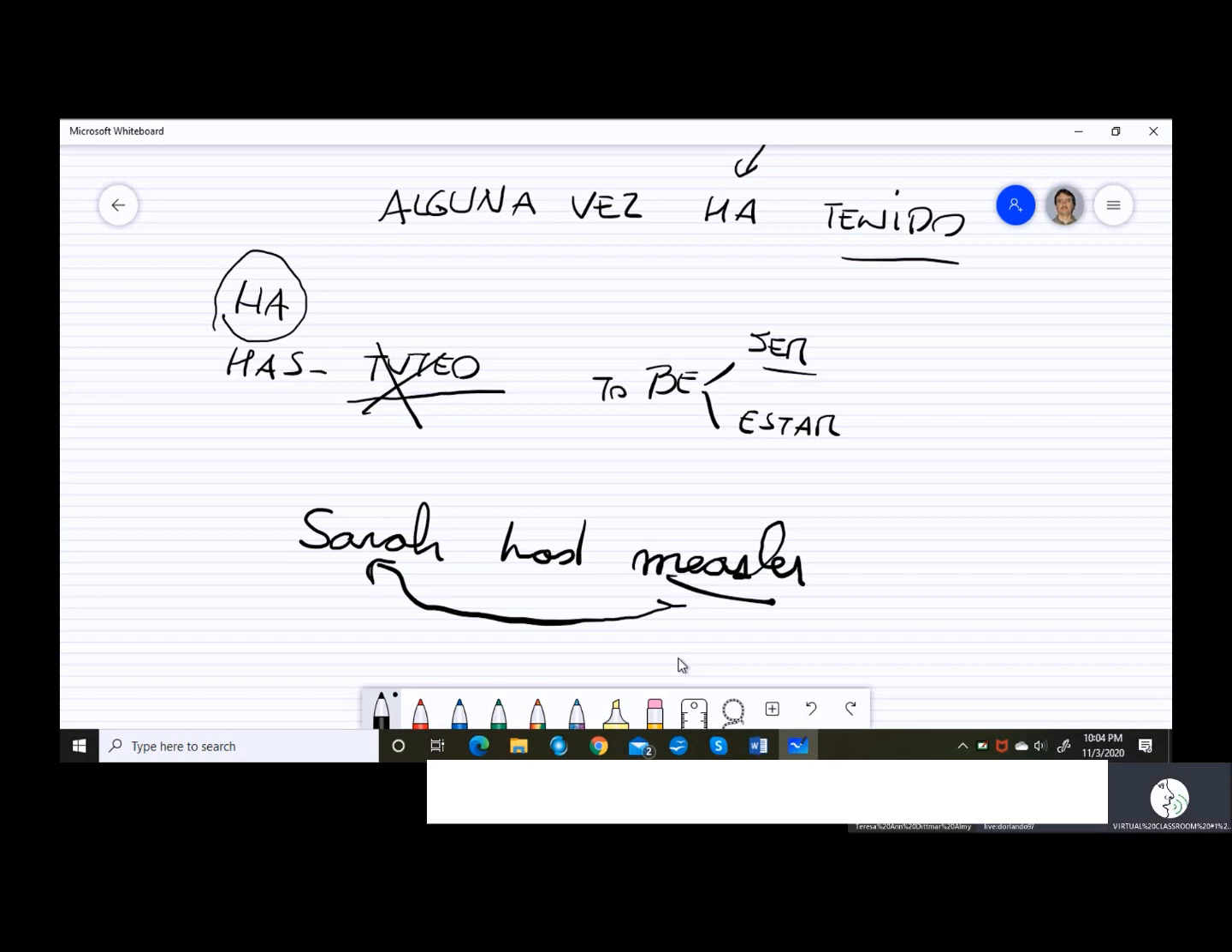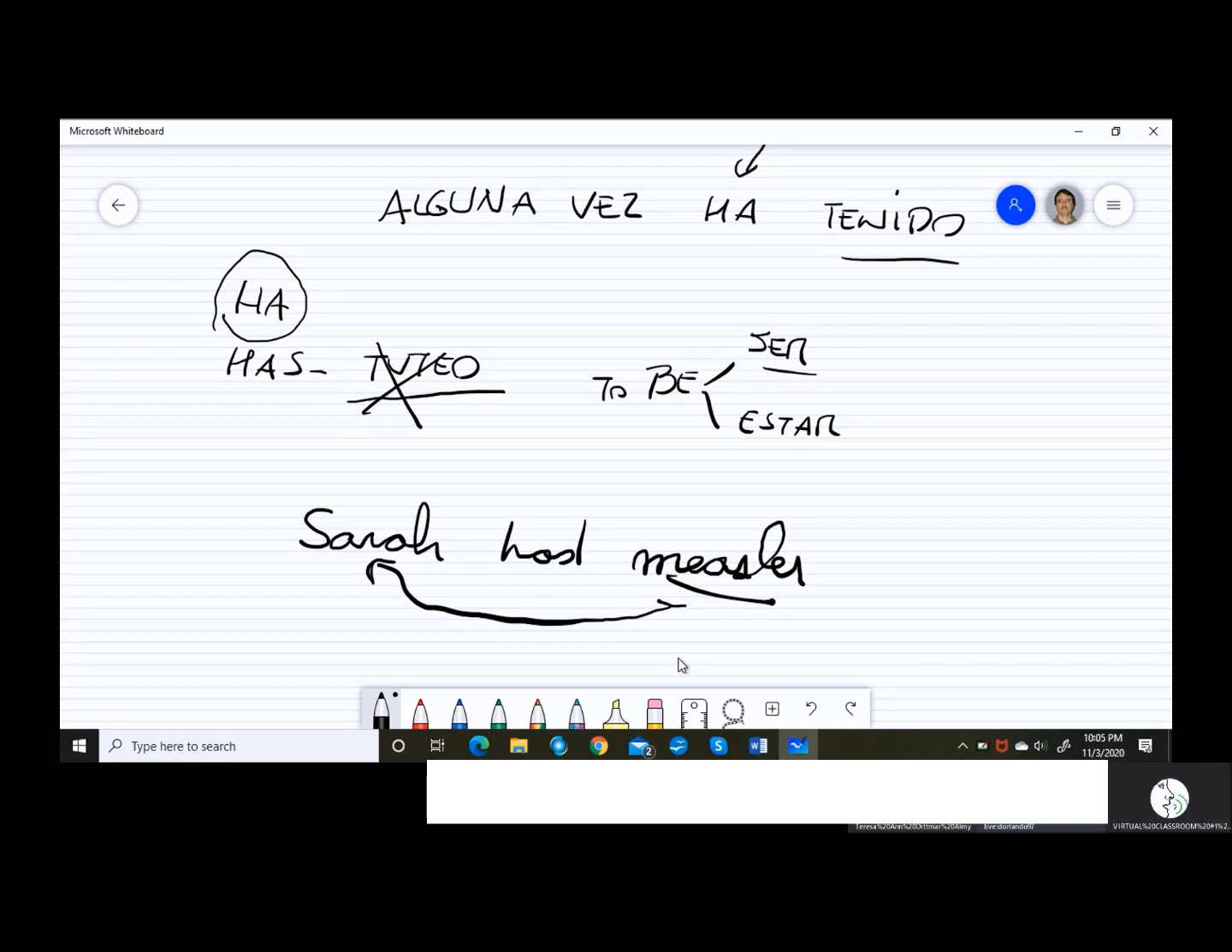Okay. And Terry, sí, recuerdo que tuve paperas y también sarampión. ¿Será que no me prendió la vacuna o no sé? Yes, I remember that I had mumps and also measles. It could be that the vaccine didn't take. I don't know. Okay. And David, have you ever had any operations?